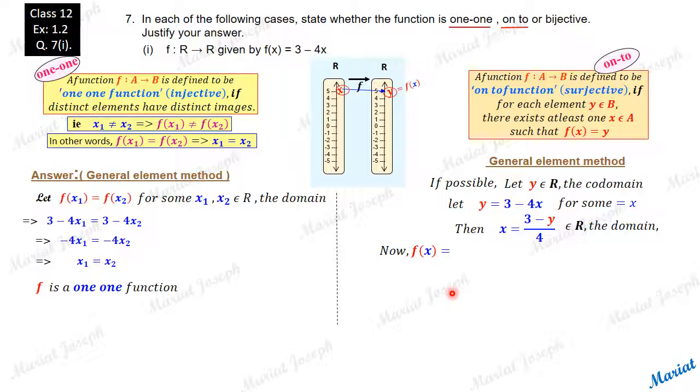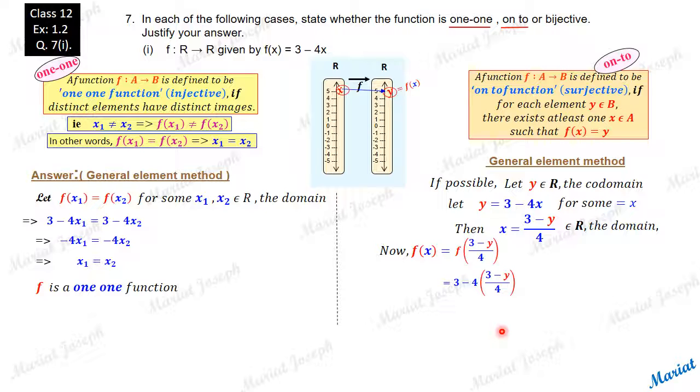Let's go ahead checking. f of x. Now, f of x, let's calculate. x is this, remember. So, f of x, how to calculate? The rule given to us is 3 minus 4x. So, f of x is 3 minus 4x. f of (3 minus y by 4) is equal to f of x. In place of x, you use this. So, we need to use this in this rule.